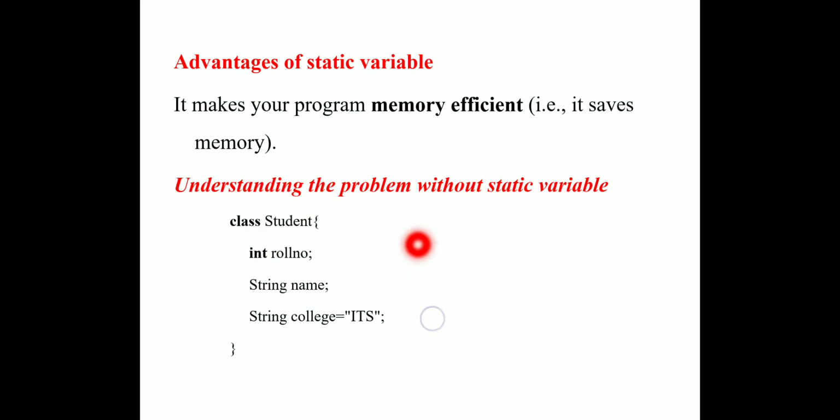Class name is Student. Here the variables are roll number and name, and String college equal to ITS, closing bracket for the class. Here, if we use the static keyword, the output will be printed as the values we can pass to the variables. Otherwise, we cannot save the memory.